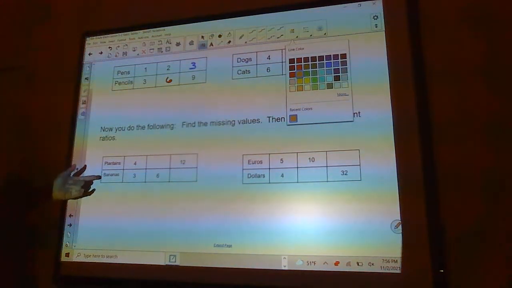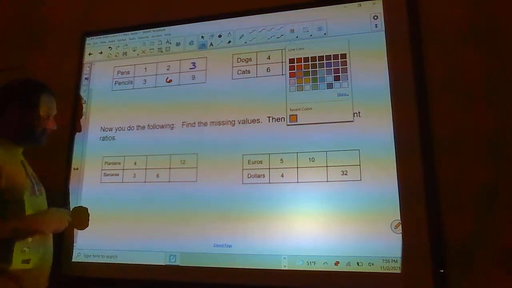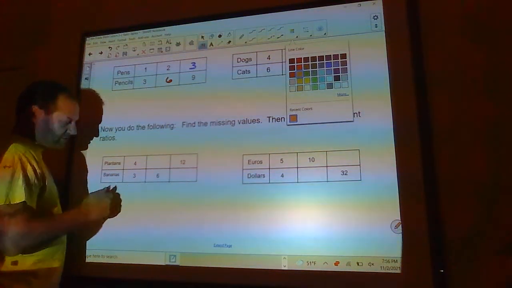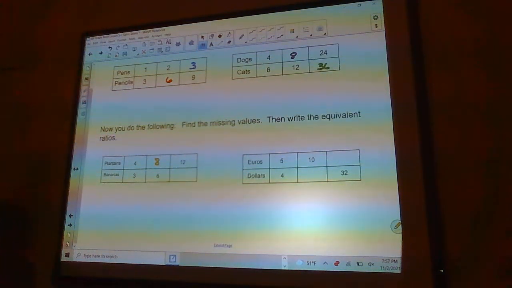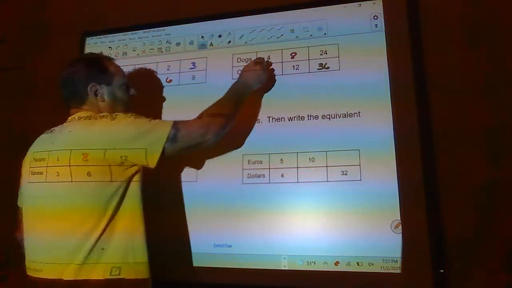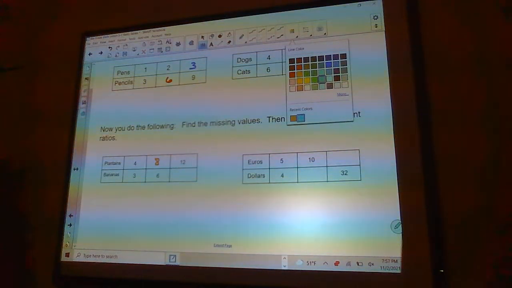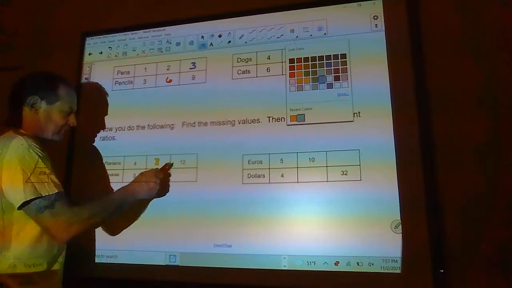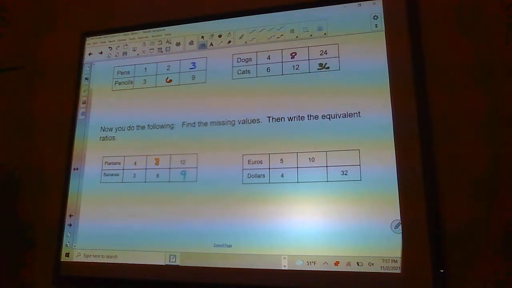Okay, so we got plantains to bananas. We got 4 plantains for every 3 bananas. So if I have 6 bananas, how many plantains do I have? Well, 3 times 2 is 6. So 4 times 2 would be 8. Now, if I have 12 plantains, how many bananas would I have at that ratio? Well, 4 times 3 would be 12, so 3 times 3 would be 9. So you should have got 8 and 9 for those.